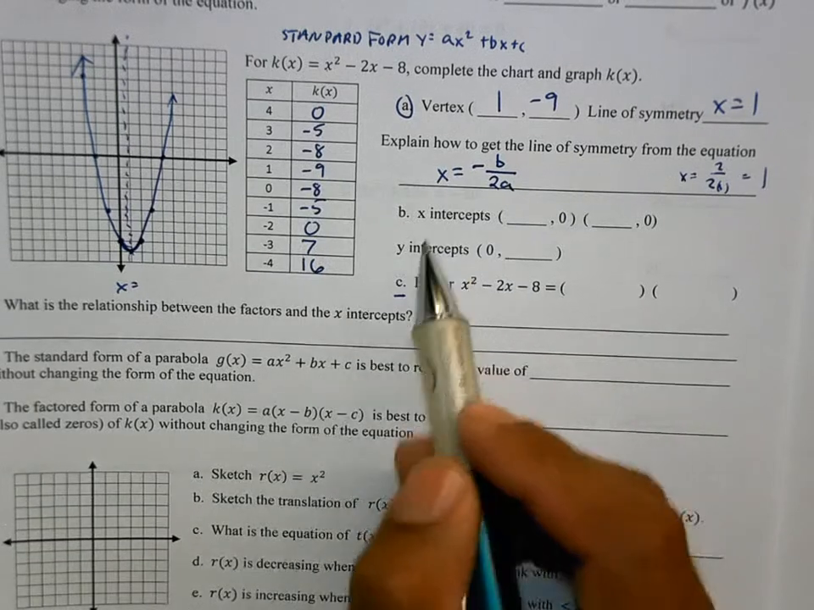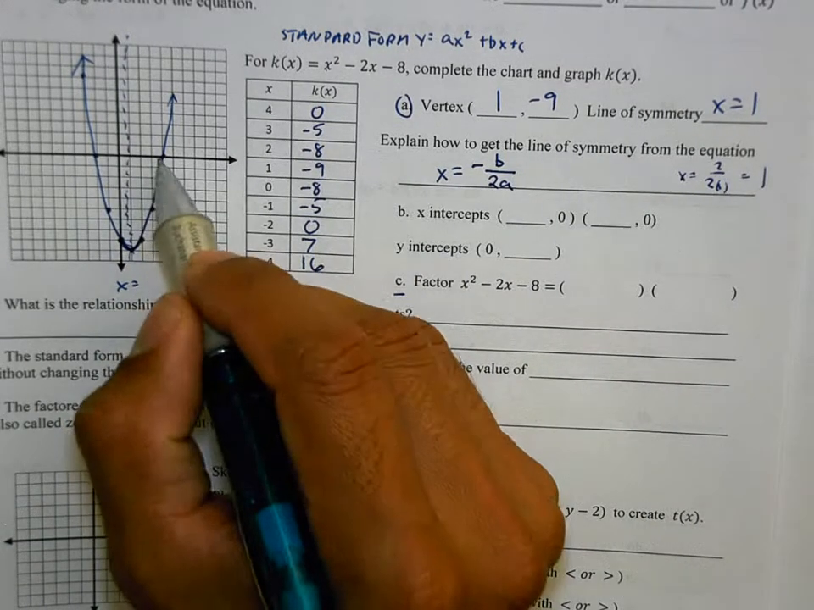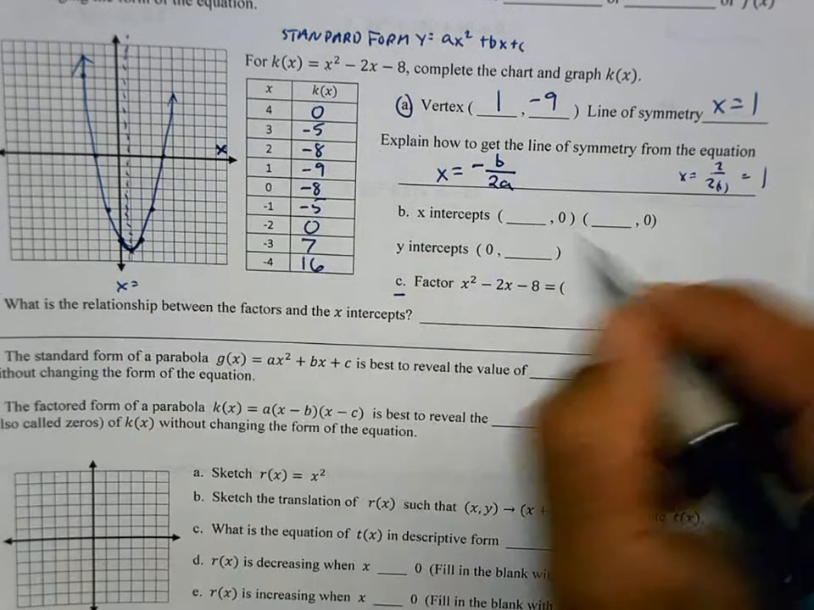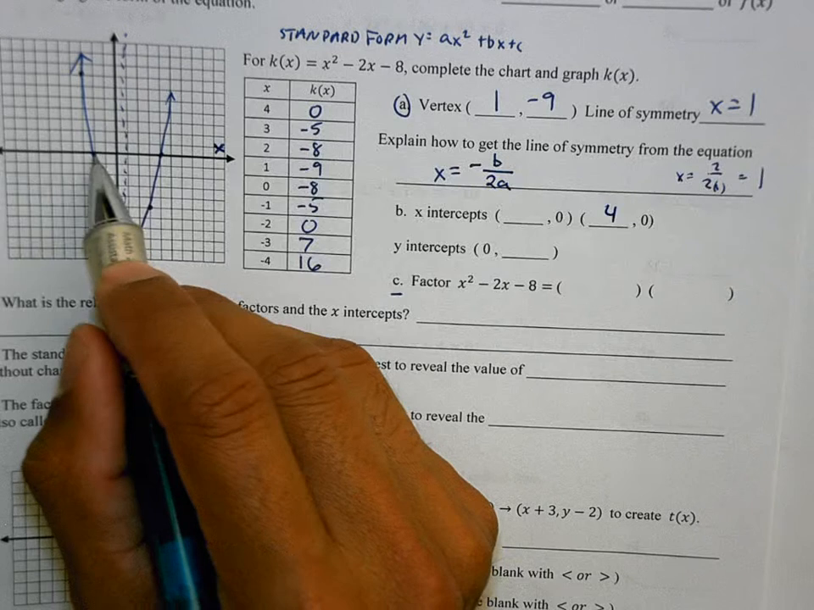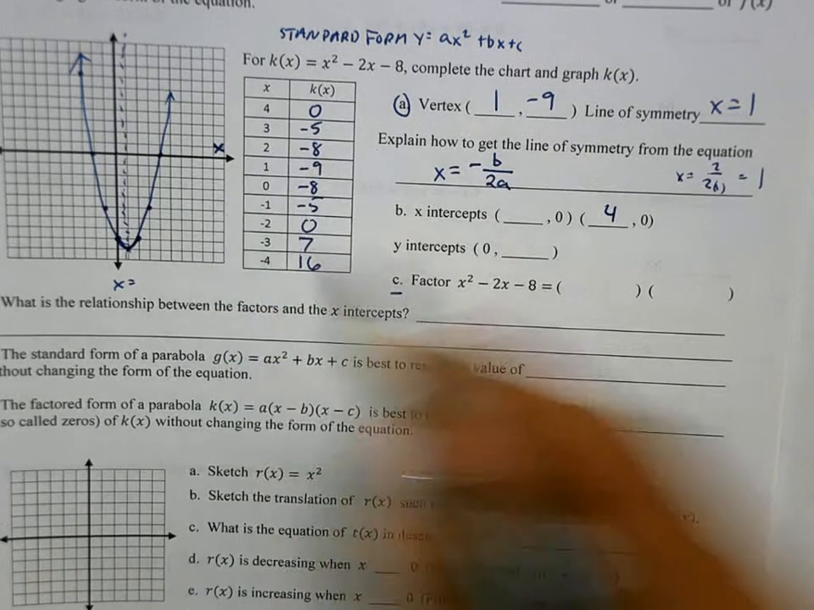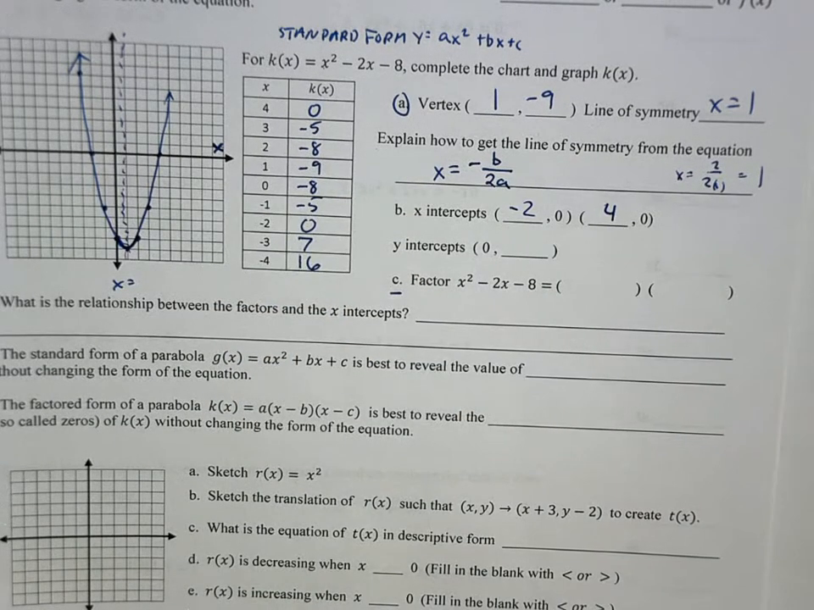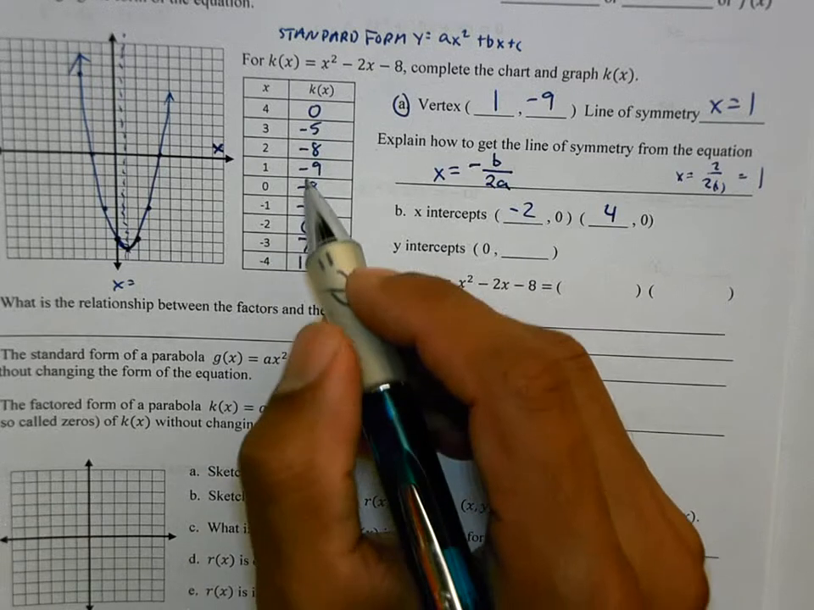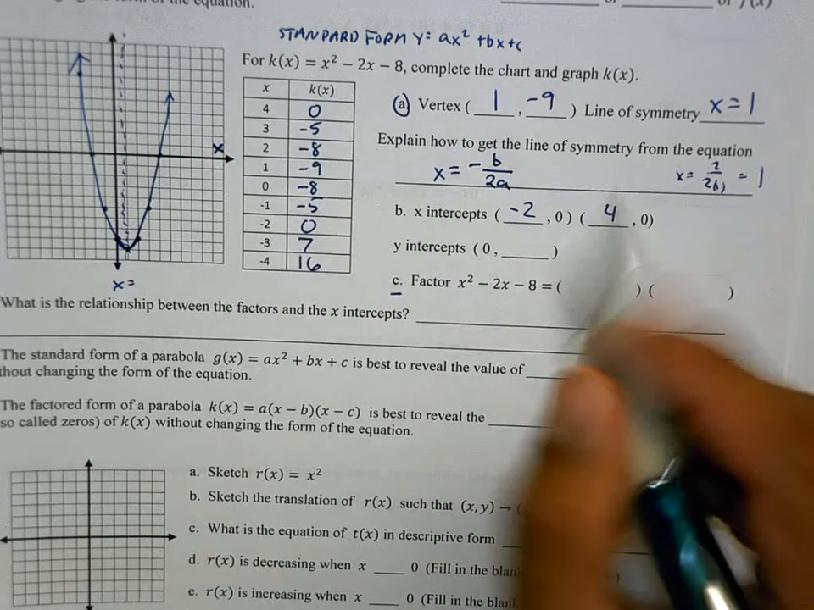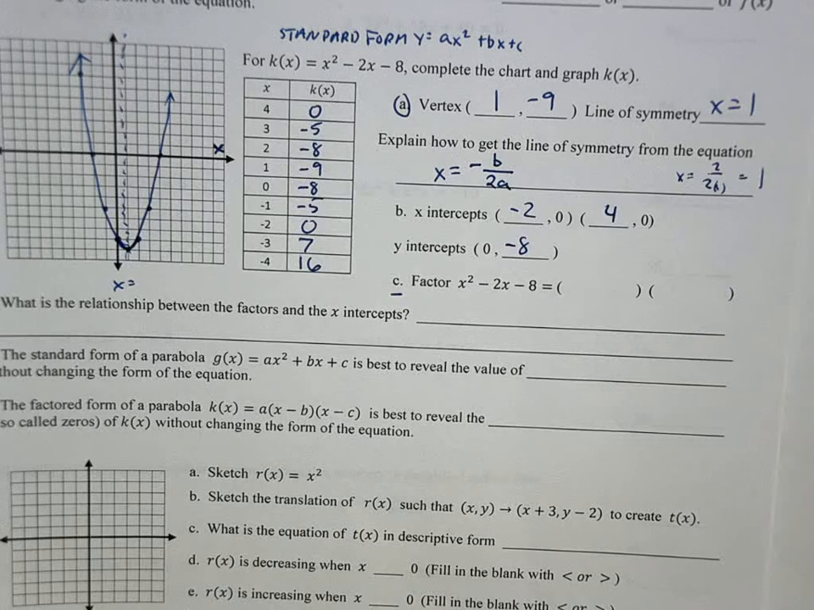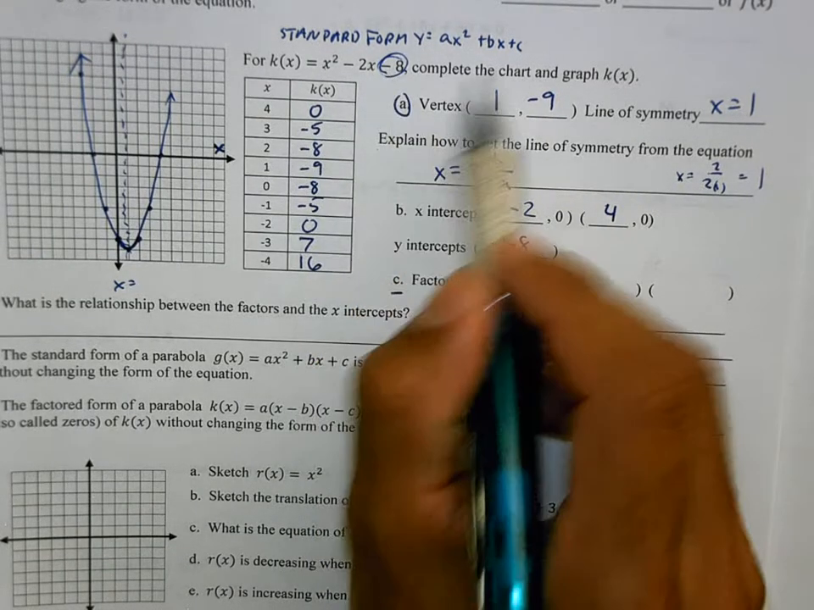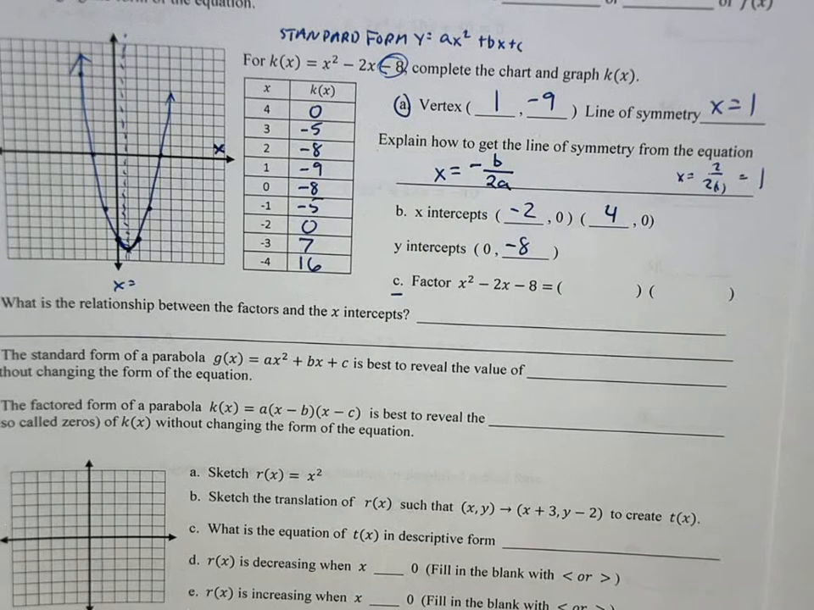Then it asks, what are the x-intercepts? Where does it cross the x-axis? So I'm going to put an x-axis right there and ask, what is this value? 4, 0. What is this value? Negative 2, 0. Those are our x-intercepts. Where's the y-intercept? It crosses when x is 0, y is negative 8. What's nice about standard form is the c value, only when it's in standard form, is the same thing as the y-intercept.